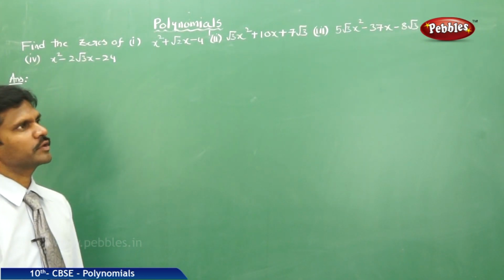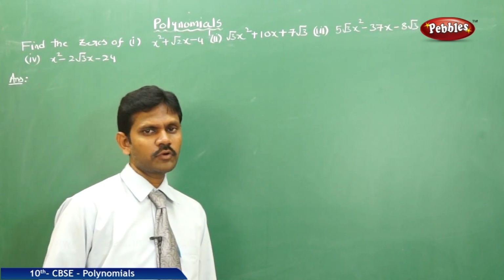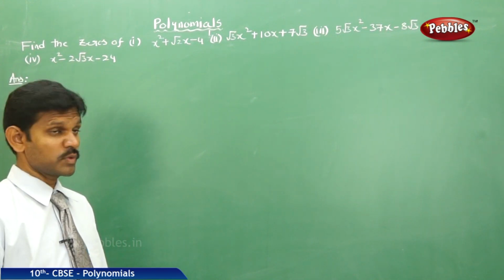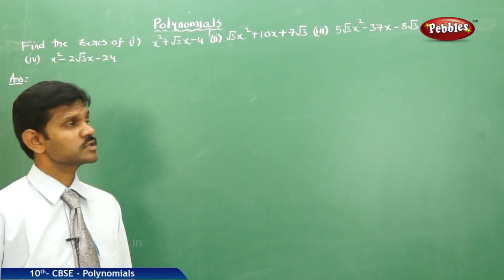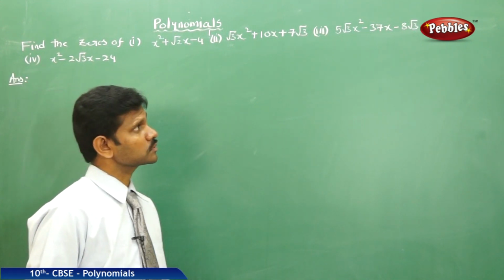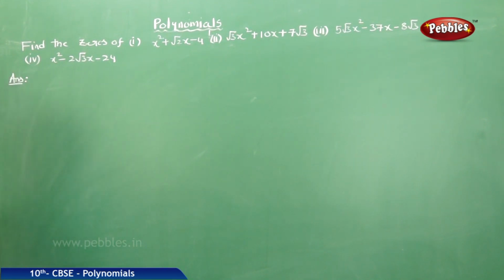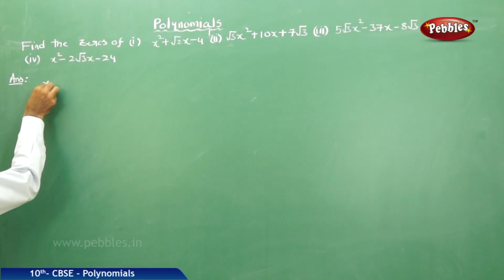Find the zeros of the following. Here 4 different questions are given, and these 4 different questions are quite different from the textbook models, which are generally called extended models. Based on the concept, we have to find out the zeros of the given one. Okay, let us see how to find the zeros of the following.